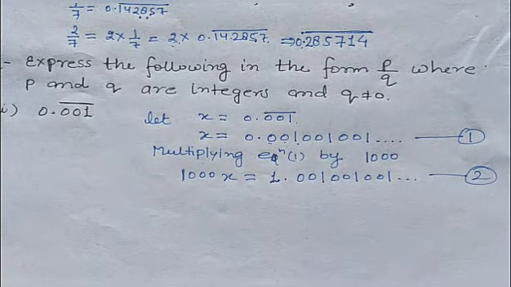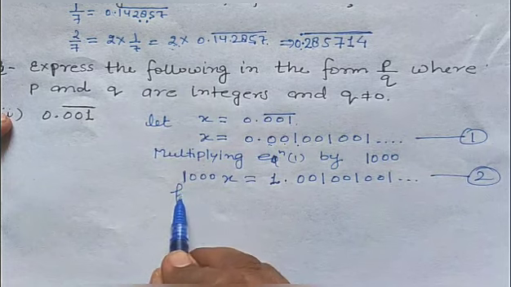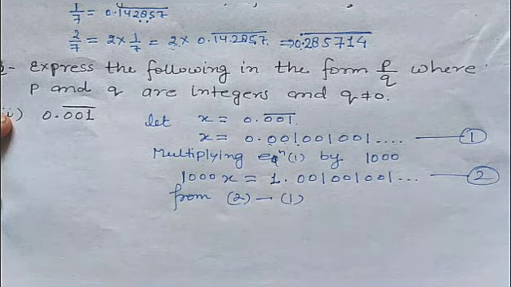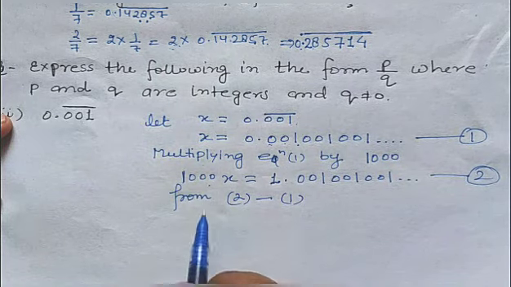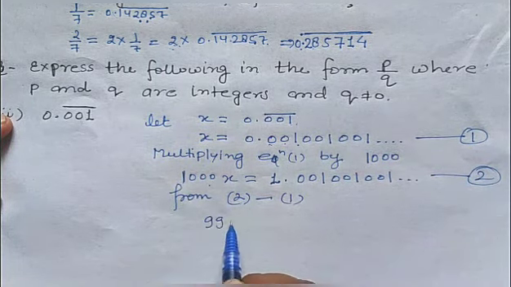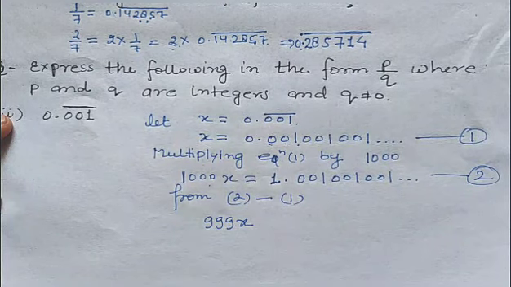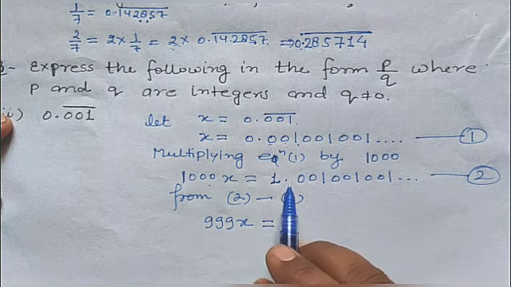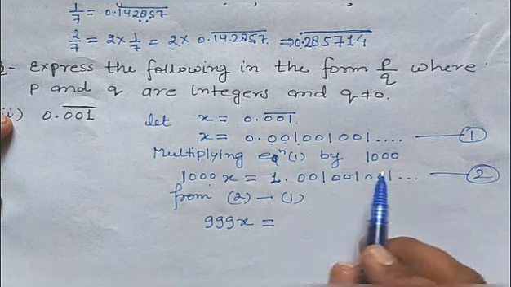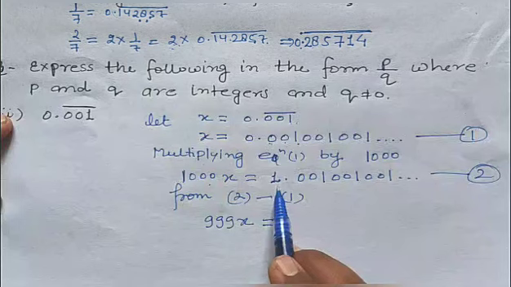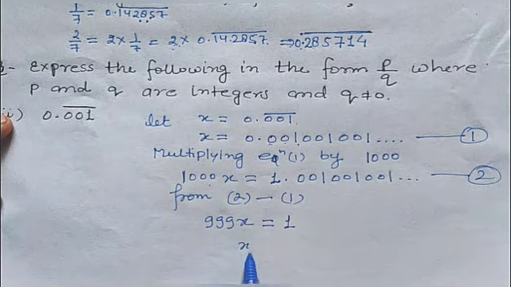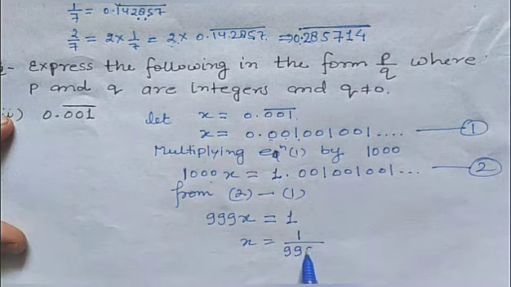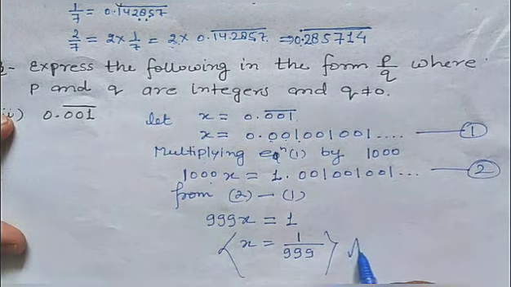Now what we will do is equation 2 minus equation 1. So 1000x minus x will be 999x is equal to, on the right-hand side of the decimal all the numbers will be 0, only 1 will be left, so it will be 1. So x is equal to 1 upon 999. It will be your answer.